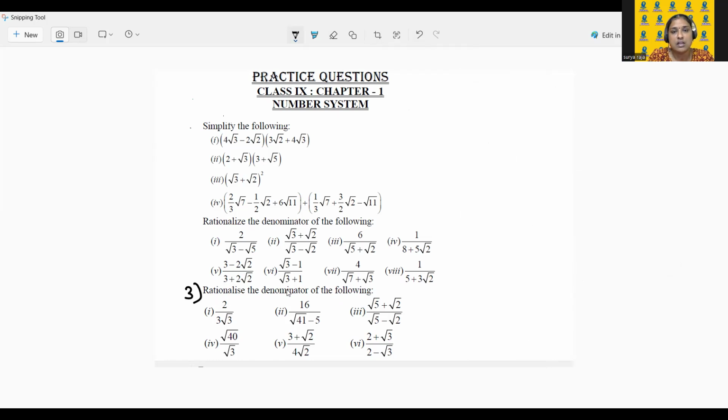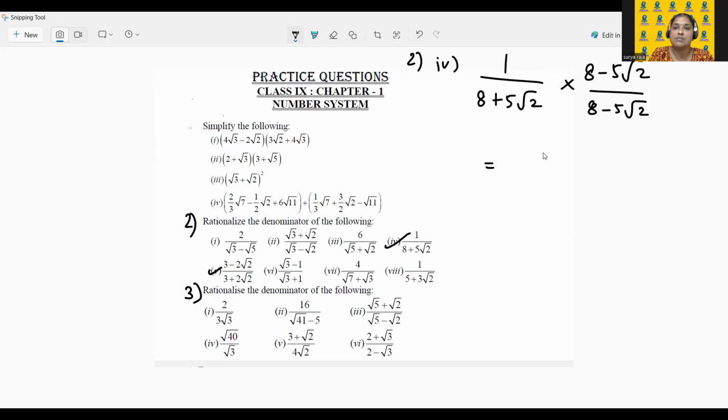Before this, let me check one more time. See, I have done until this 6 by square root of 5 plus square root of 2. I can do one more. This kind I didn't teach, so I can do this one. And also this. So let me do first into 4. 1 by 8 plus 5 root 2, right? So I'll be doing like this, right?